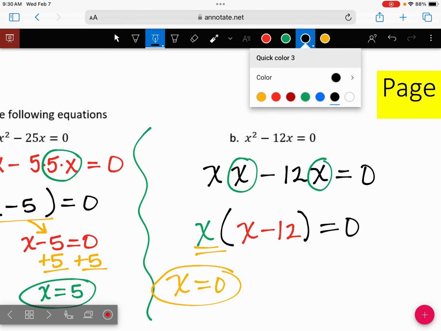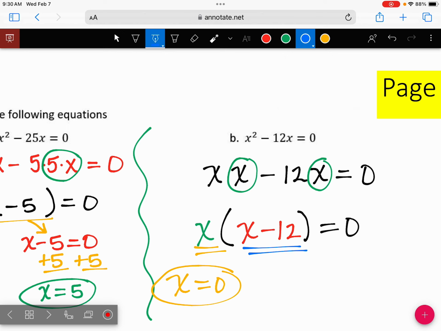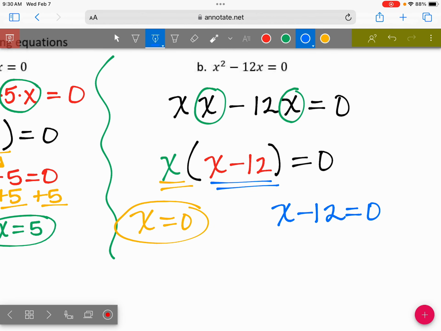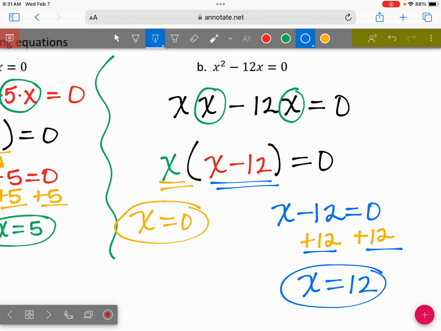For my second solution, though, I do have to move it around a little bit. X minus 12 equals 0. How would you solve that for x? What would you do? Add 12, yep. We would add the 12. So then x equals 12 would be our answer.